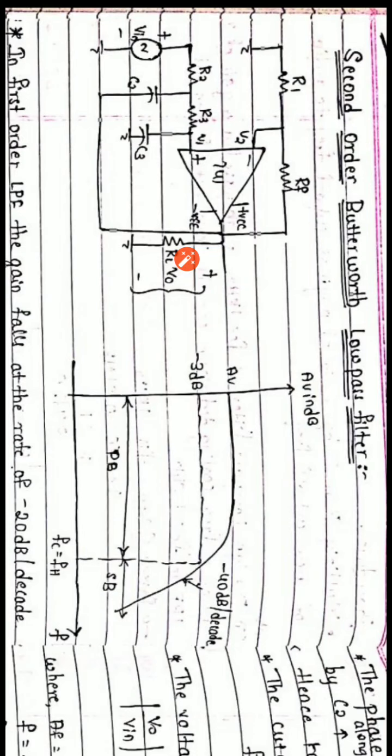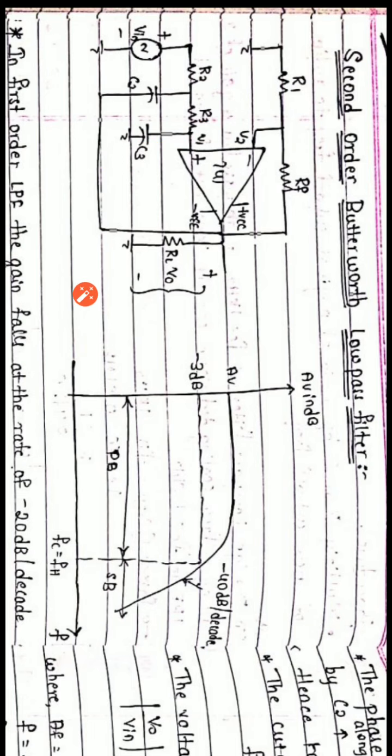Hey everyone, so now we'll start with the next topic, second order Butterworth low pass filter. In this filter, the only change is that it has two RC networks. Compared with the first order low pass filter, it has two RC networks which contain resistors and capacitors, like R3 and C3 as one RC network and R2 and C2 as another. So these two RC networks are used, hence it is called a second order Butterworth low pass filter.